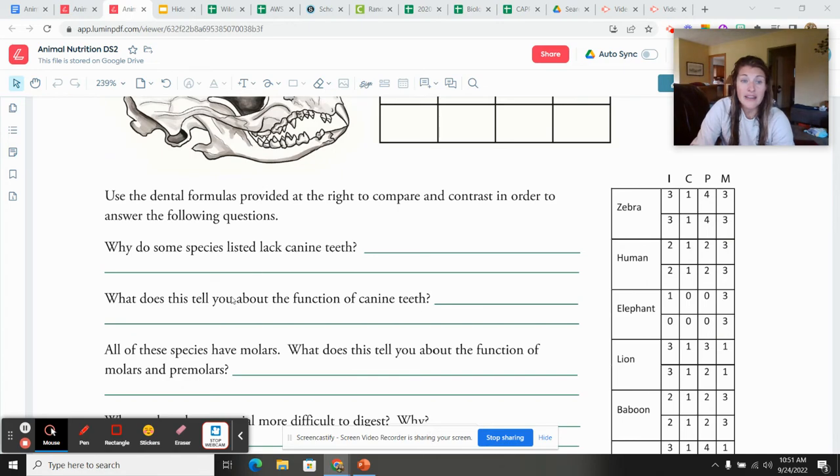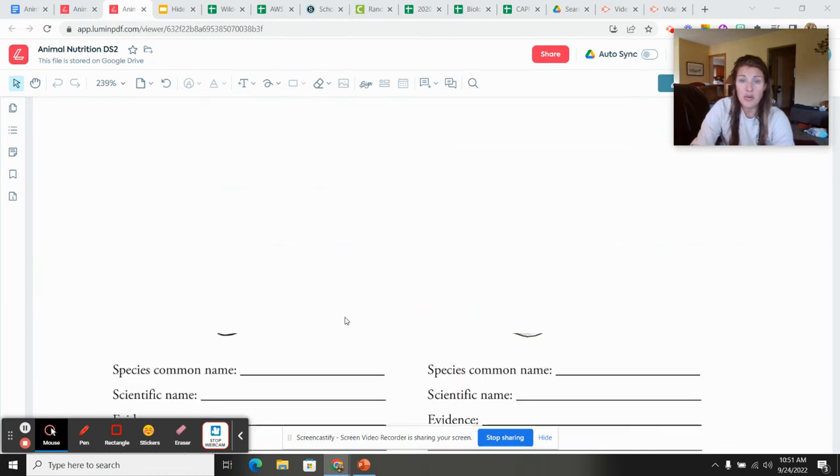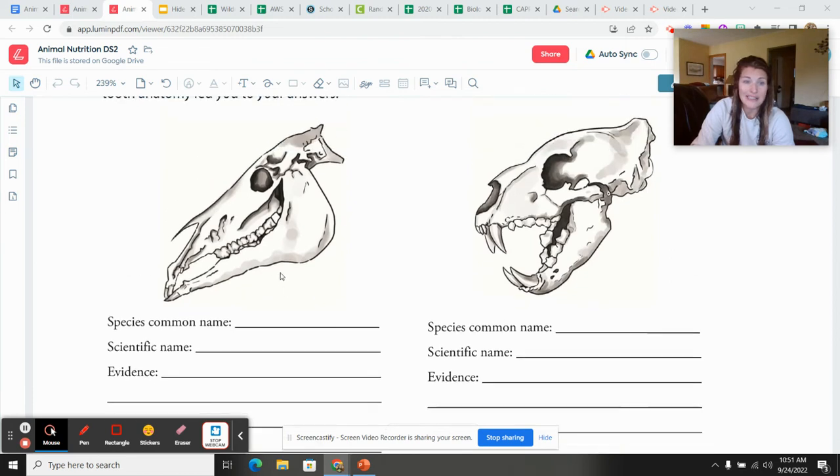Okay. And looking at some of these species as well, some of them are going to be lacking those canine teeth. So, for example, this organism here, if we see this big gap, they don't have any canine teeth. So, this animal doesn't need to cut or tear or anything like that.